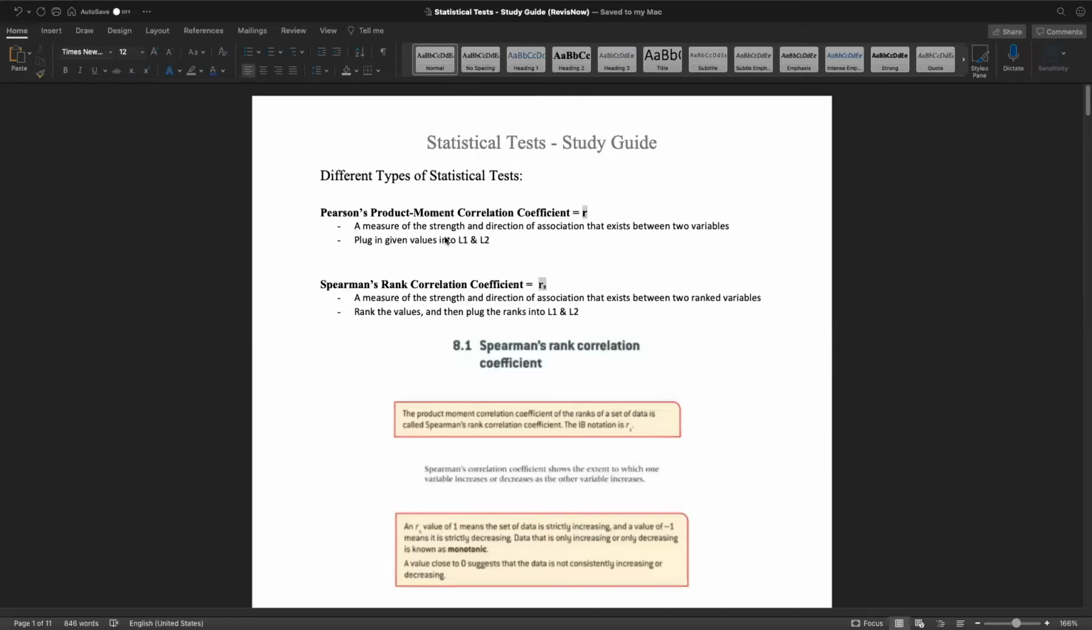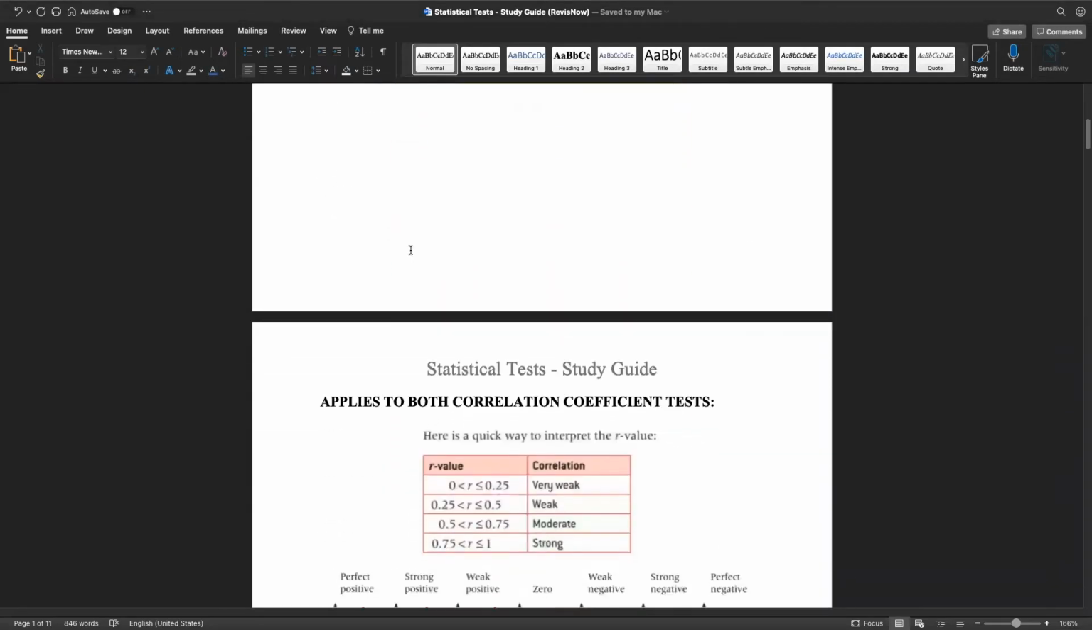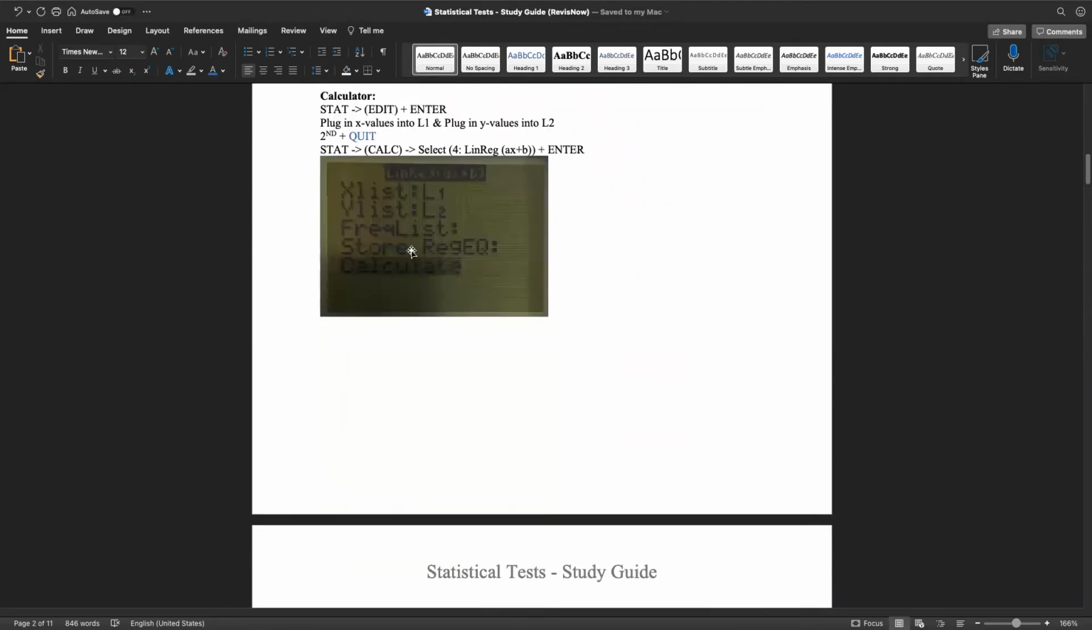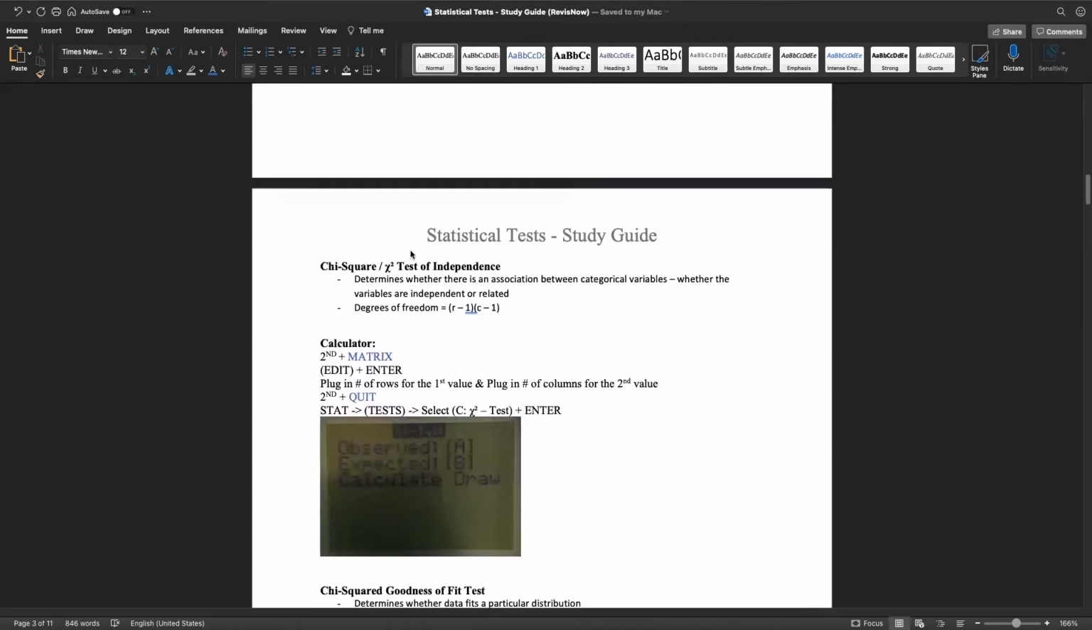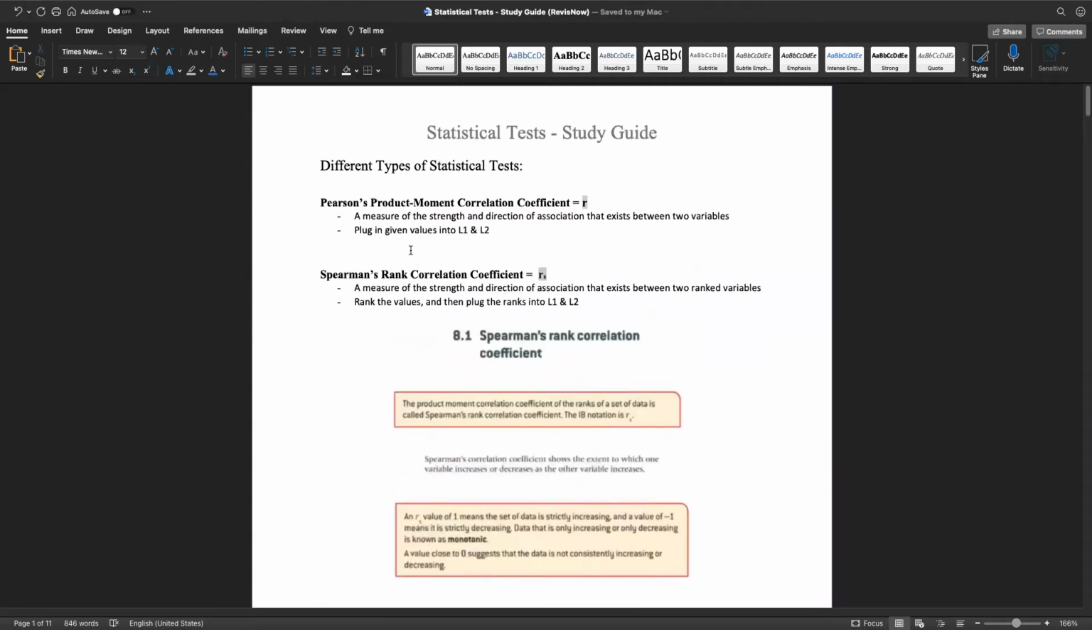Okay, so we went through Pearson's product and Spearman's rank. We've gone through two chi-square tests, test of independence and goodness of fit, and the t-test. For each test, I just wrote down some pointers and directions on how to use the tests with your data. So for Pearson's product, we've been through this a bunch of times: a measure of the strength and direction of association that exists between two sets of data.